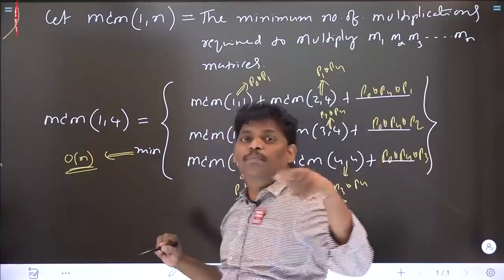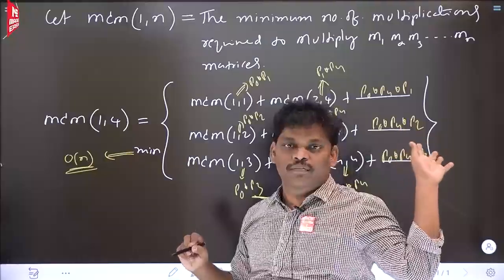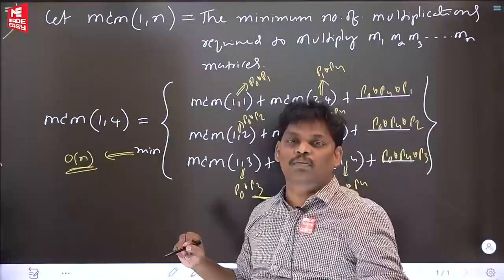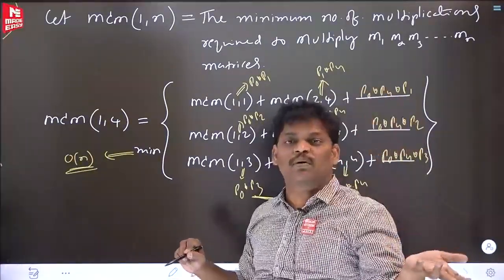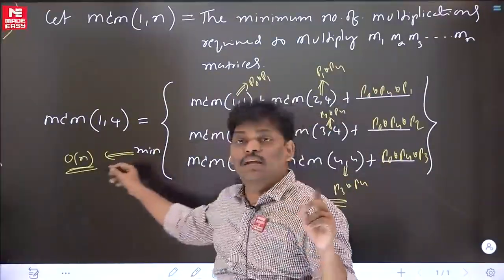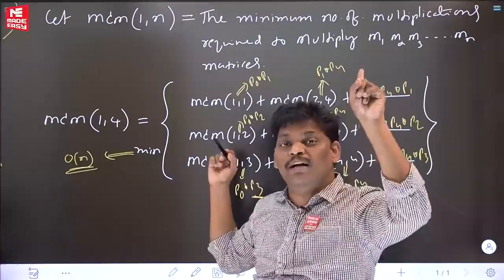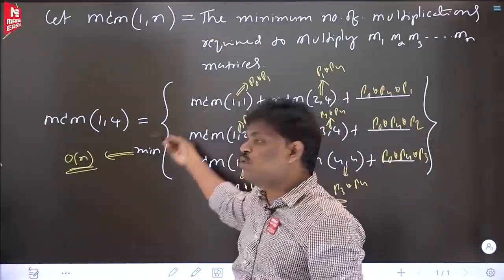Try to remember, in all the previous applications, every function cost is constant. Because finding the minimum of 2, finding the maximum of 2, adding 2 will take constant time. But here, finding the minimum out of n values takes order of n. So in the previous problems, one function cost is constant, but here, one function cost is going to be n.